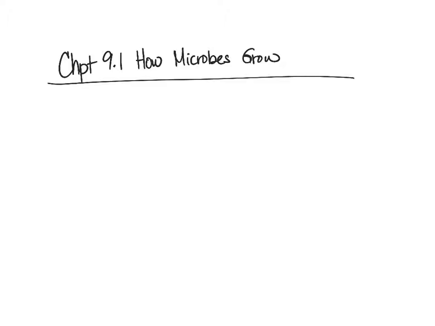All right, so here in Chapter 9, we're going to be taking a look at microbial growth. And specifically here in 9.1, we're going to be taking a look at how microbes grow. So when we're talking about microbes, in general, we're talking about bacteria and archaea. Some other things grow in this way, but we're specifically going to be looking at prokaryotes, bacteria, and archaea. So prokaryotes, first of all, are always asexual.